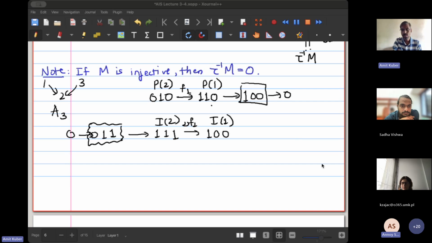I have a question. As the notation is suggestive, do we get tau tau inverse is identity? I will come to that soon. Not always, but in some cases, yes. Okay. So similarly, we can do another example as well.